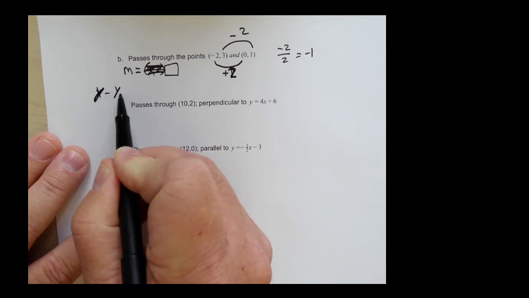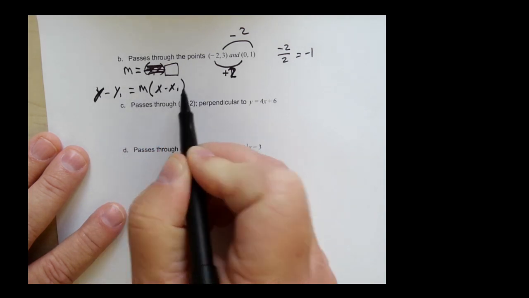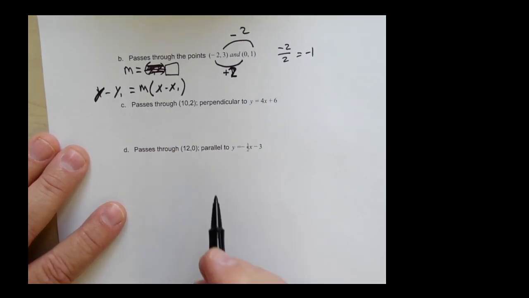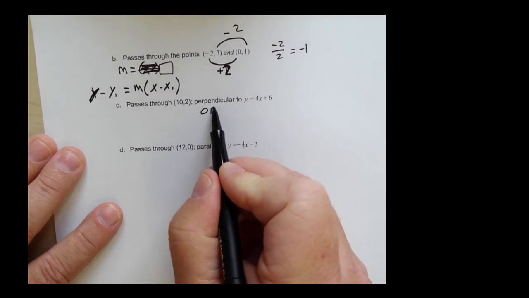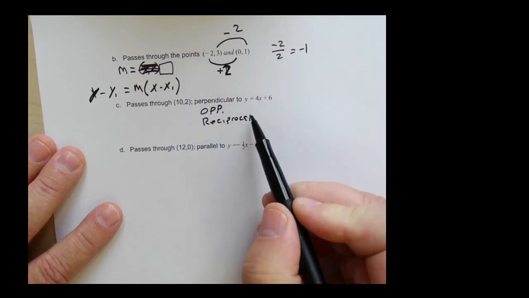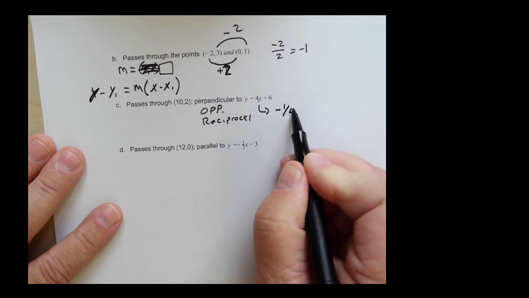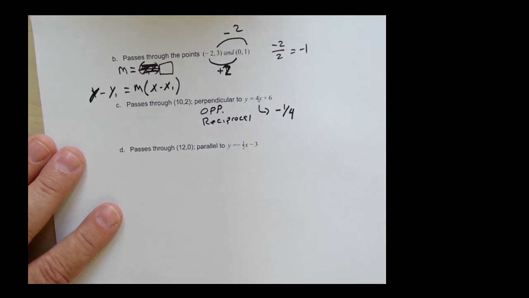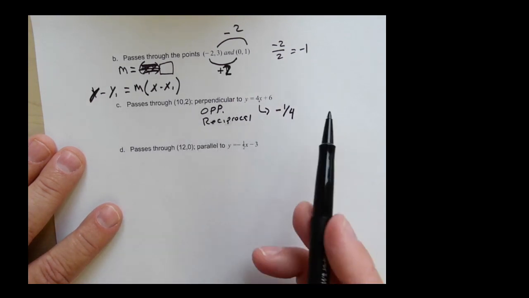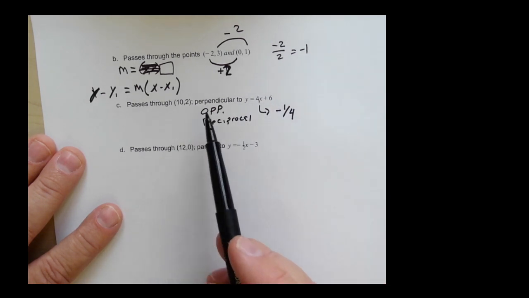And then you can do point slope form. Y minus y1 equals slope times x minus x1. Pick a point. Use this one or this one. Doesn't matter. And then do the math out. Okay, perpendicular, opposite, reciprocal. So the slope of a line perpendicular to this is going to be -1/4. And then you're going to do just like you did in letter A on this. You already now know the slope and you know a point, so use point slope form.